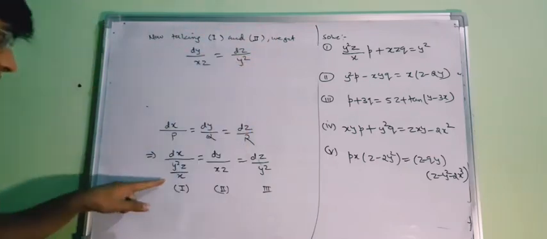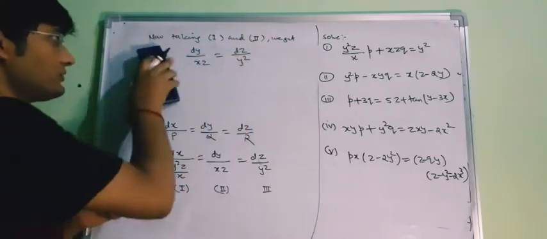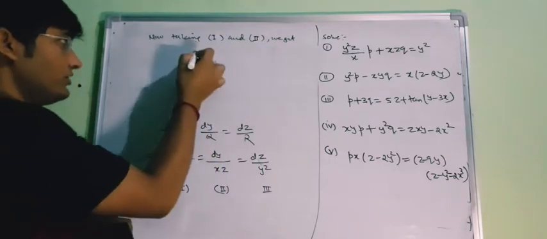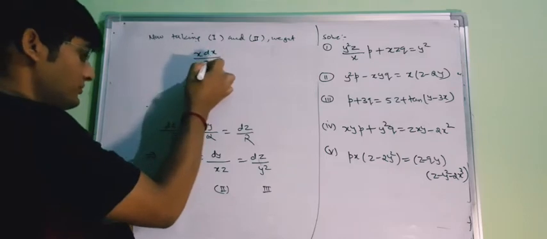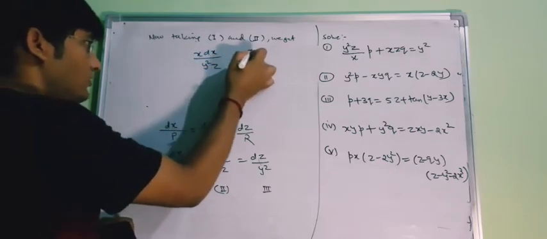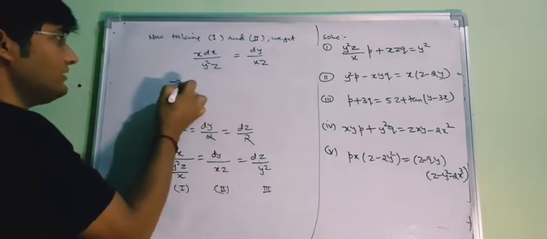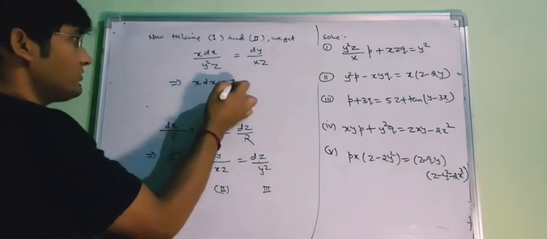Now the first part will be dx upon, now this x will go in the numerator, so this will be x dx upon y square z equal to dy upon x into z. So this z will be cancelled, so we will get x dx equal to y square dy.